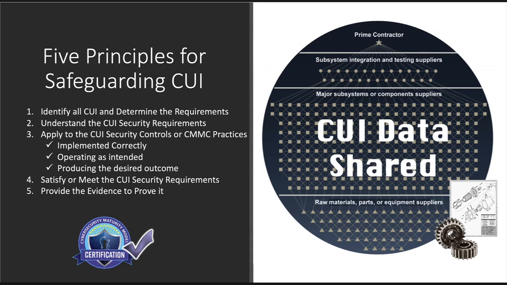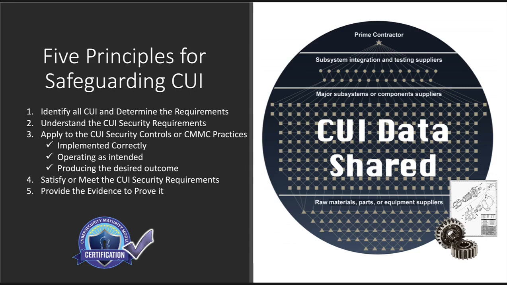And we start with the five principles for safeguarding CUI. Number 1 is that we have to identify all CUI and determine the requirements. Number 2 is we have to understand the CUI security requirements and be able to apply those to the CUI security controls and the practices across our entire environment, whether that's in the physical or that's in the logical, right? Within our network or within our manufacturing environment or within our workspace. We have to be able to ensure that those CUI security controls or the CMC practices are implemented correctly, they are operating as intended, and they're producing the desired outcome.